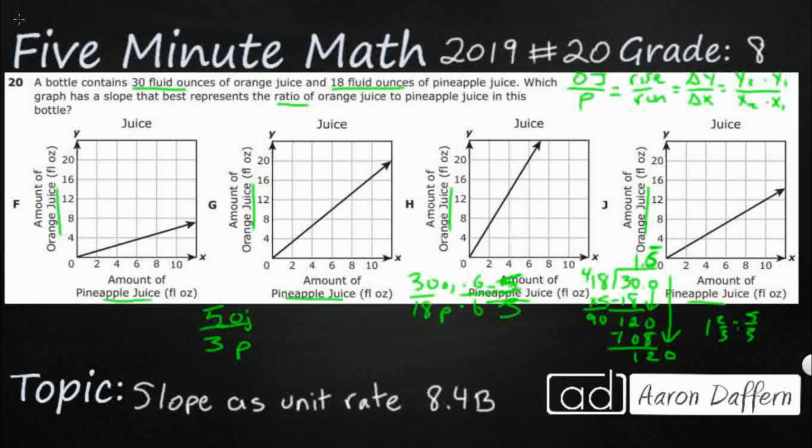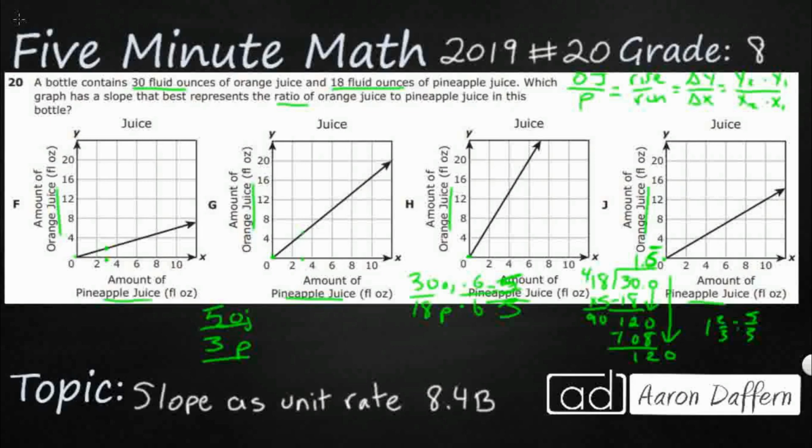Since it is proportional here, it means we're going through the origin. So let's see what happens when I get on my 3 pineapple. When I get my 3 pineapple, which is right there, it looks like I'm getting about 2 orange juice. That's not looking very good. In F, if I get 3 pineapple, that could possibly work. G right there, that could be 5. The scale's different.